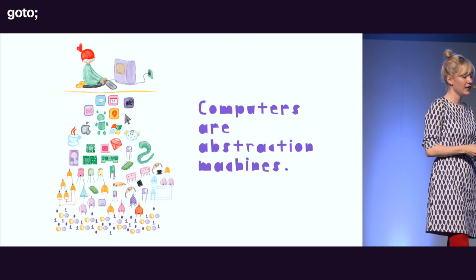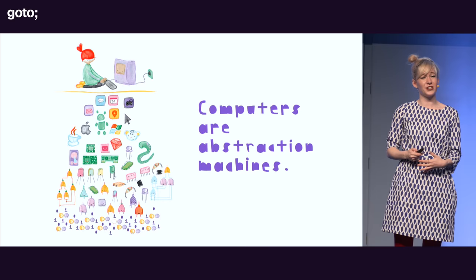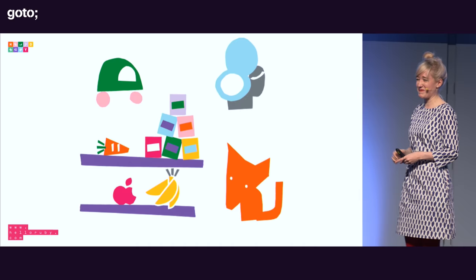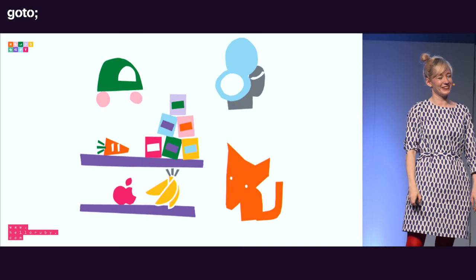So computers as abstraction machines, and teaching what a computer is for a generation of kids who won't grow up with the same idea as we have. And in order to do that, we need to really understand what a computer is. I show kids four pictures. I show them a picture of a car, a grocery store, a toilet, and a dog. And I ask the 5 to 9-year-olds, which one of these is a computer? And the kids, they object.